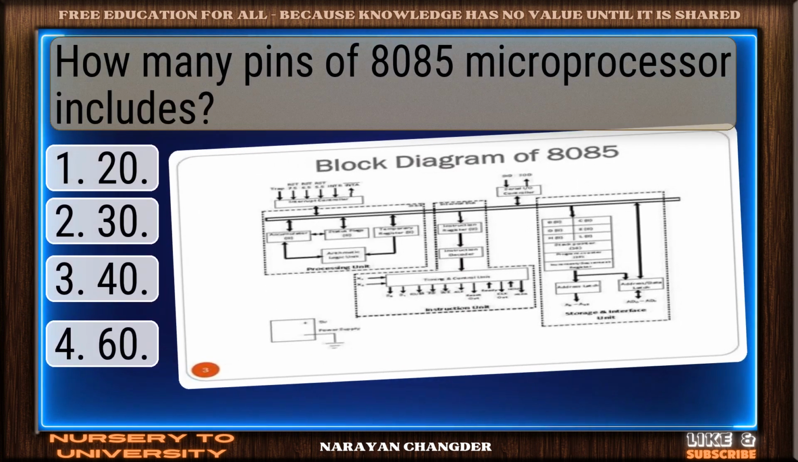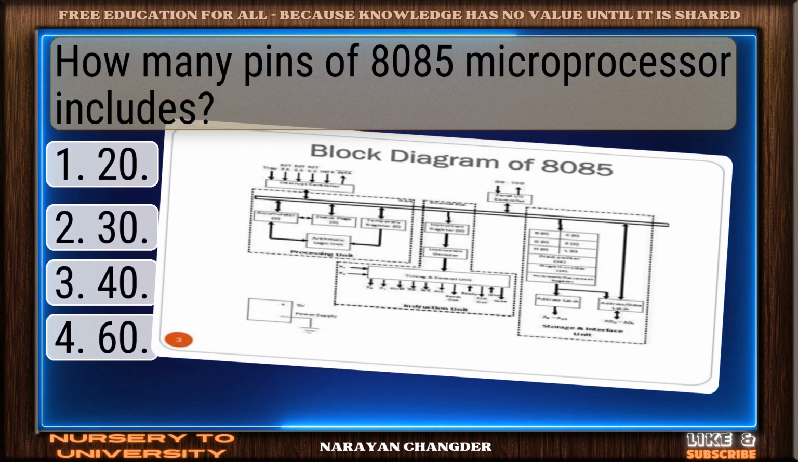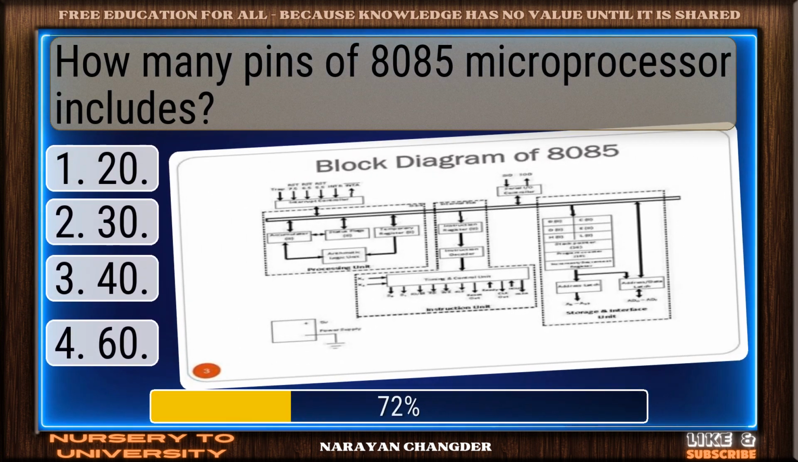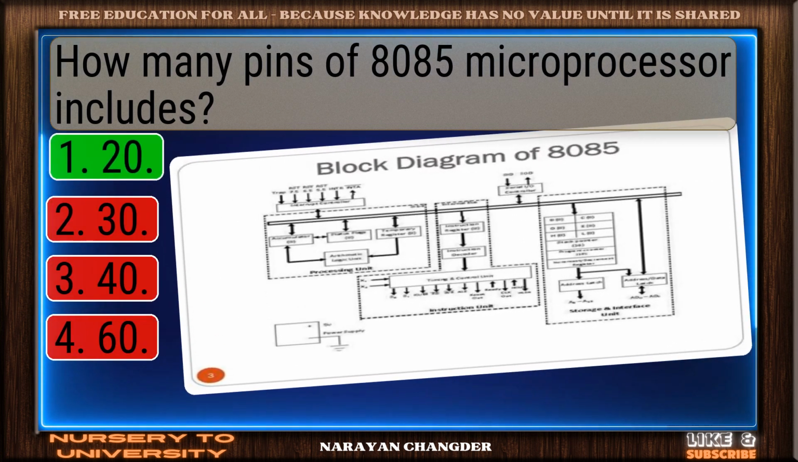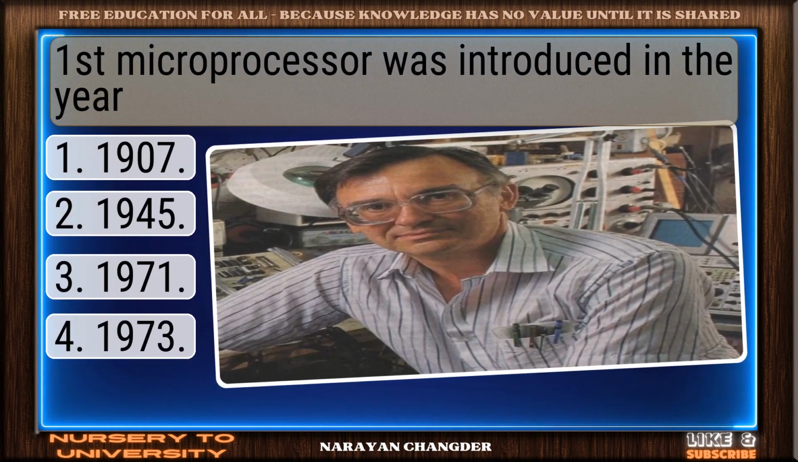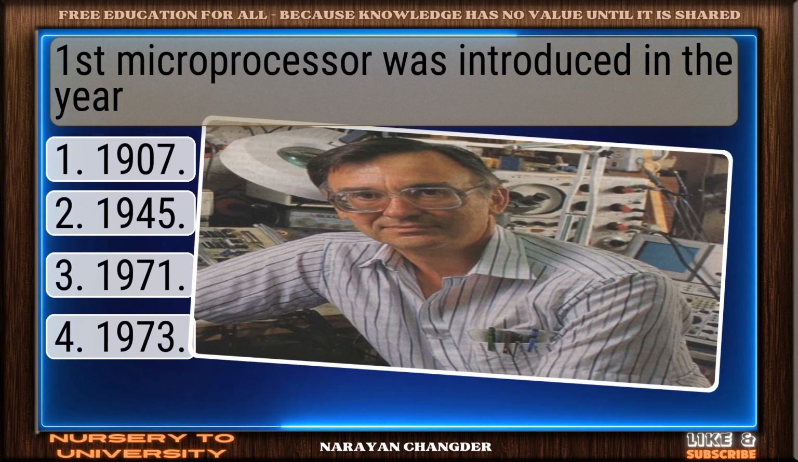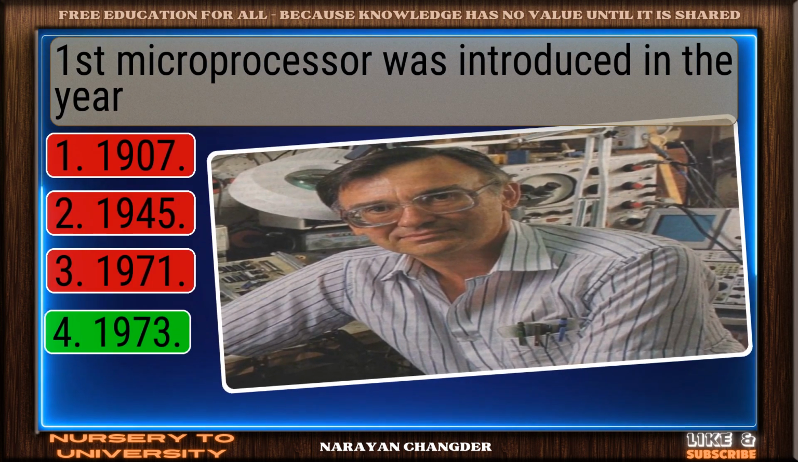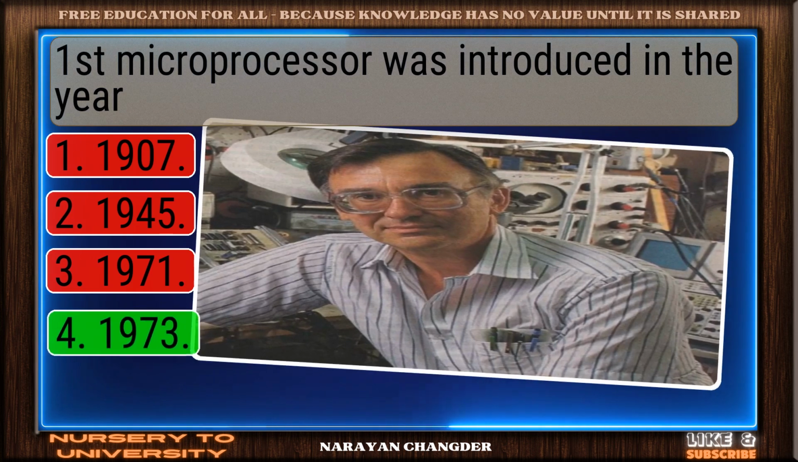Question number 13. How many pins does the 8085 microprocessor include? Great job. 20 is the accurate answer. Question number 14. First microprocessor was introduced in the year. Well picked. 1973 is the correct answer.